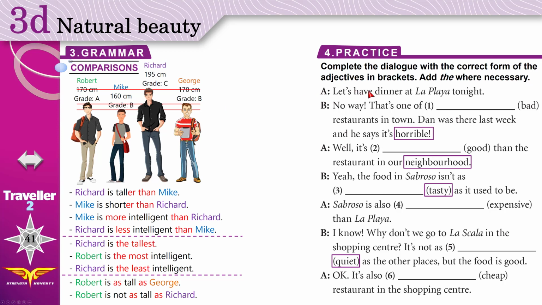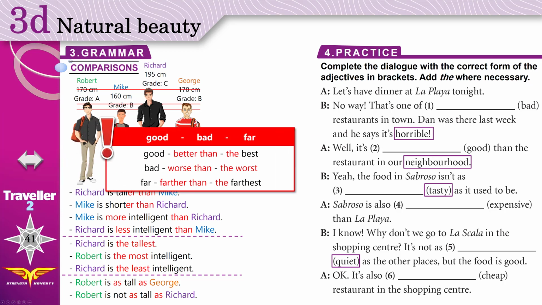A: Let's have dinner at La Playa tonight. La Playa is a name of a restaurant. B: No way, impossible. That's one of the bad, use bad, restaurants in town. Are we comparing between two or more? And we are using bad. We are comparing between La Playa and all other restaurants in town. Bad, worse than, the worst. We will use the worst. This is superlative.